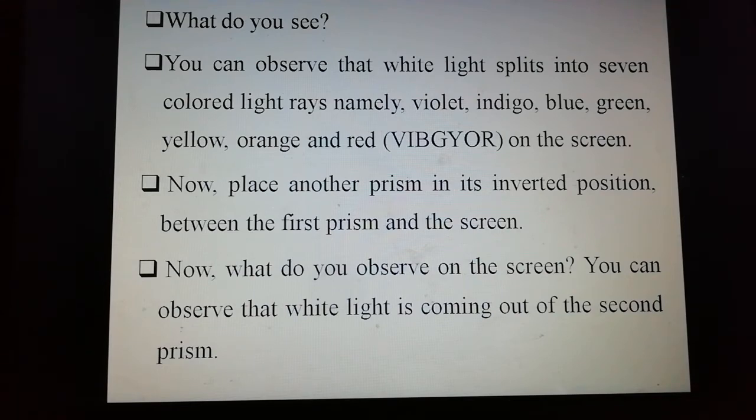You can observe that white light is coming out of the second prism. The second prism recombines all 7 colors and a single white light comes out. Observe the white light coming out of the prism.